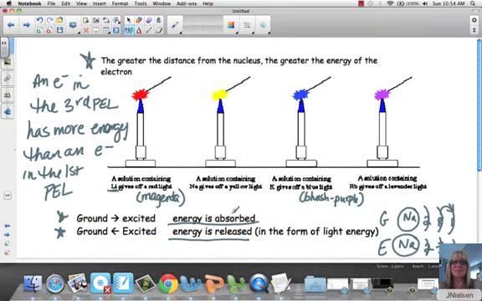So when we heat a solution that contains metal ions, the electrons become excited and they jump from lower energy levels to higher energy levels. And this happens instantaneously. When they drop back down to a lower energy level, when they release that energy, it's in the form of light energy. And that's what we call spectra. It's what we can see. And each particular element has its own spectra.